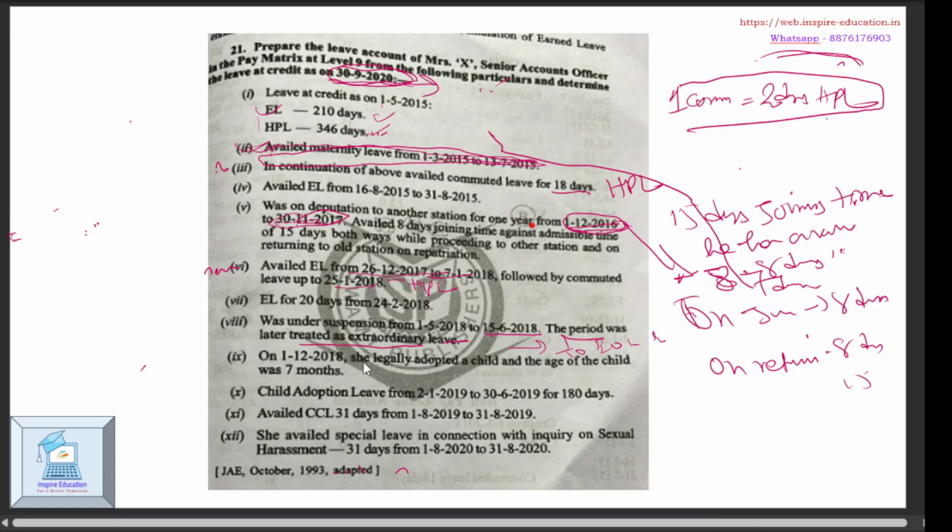On 1/12/2018, she legally adopted a child and the age of the child was 7 months. This will not have any effect. Child adoption leave from this, will also not have any effect. Availed CCL 31 days, this will also not have any effect. She availed special leave in continuation with inquiry on sexual harassment, 31 days. This is also not required for EL calculation. So let us proceed.